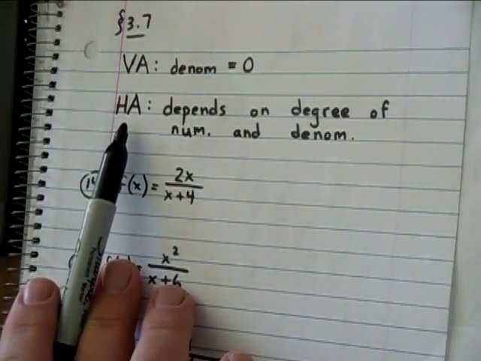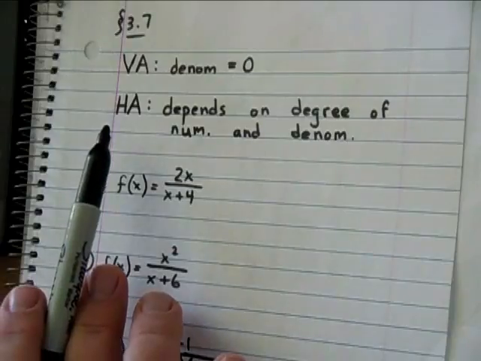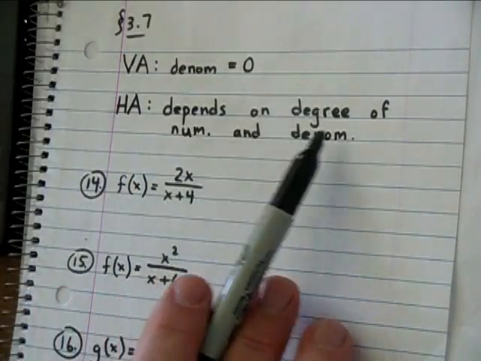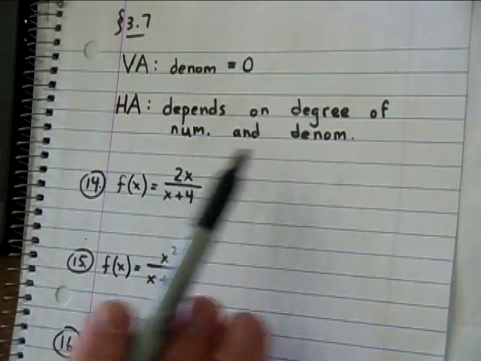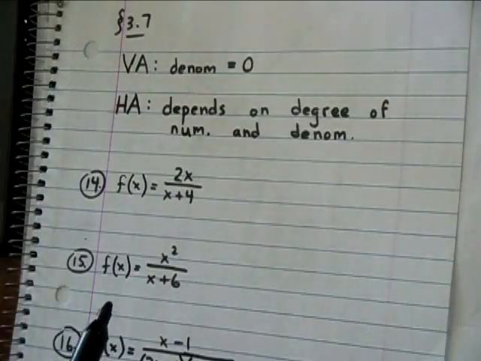The horizontal asymptote is a little bit more involved, but in a lot of cases is actually less work as long as you understand the process. And it depends on the degree of the numerator and the denominator and how they relate to each other. So let's do a few examples.